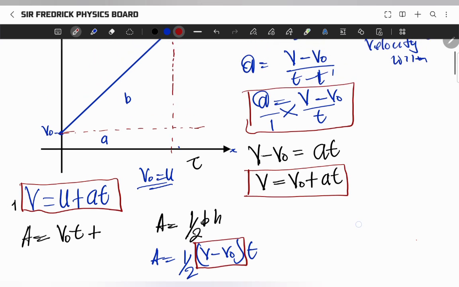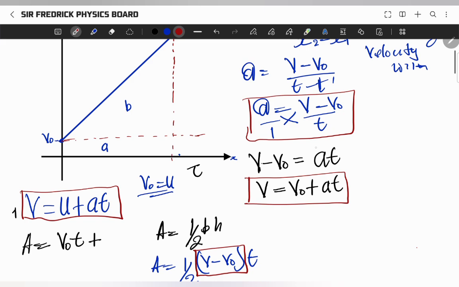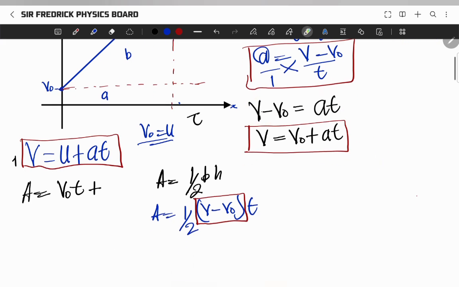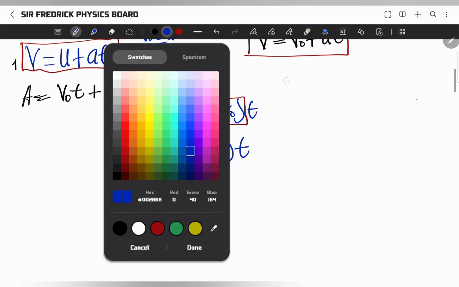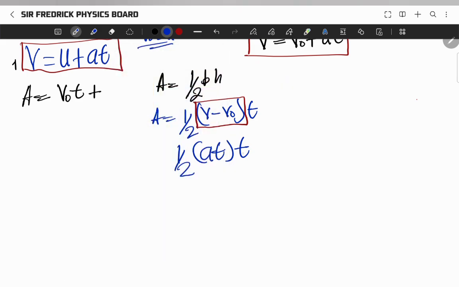Now remember, we have this expression that is here. When we are solving here, we have this expression, which I want to highlight. Where there is v minus v naught, we are going to replace it with that. So then half, then at times t. So when you multiply t times t, you are going to get a times t squared.